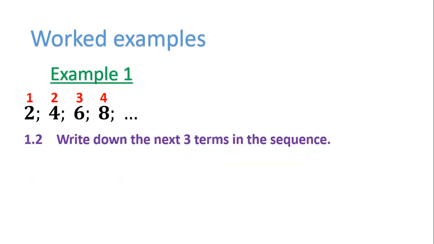Let's look at 1.2. Write down the next 3 terms in the sequence. So this is our sequence. Now, we said that we're adding 2 for each next term. So 8 plus 2 gives me 10. 10 plus 2 gives me 12. And 12 plus 2 gives me 14. And so there I've written down the next 3 terms in the sequence.